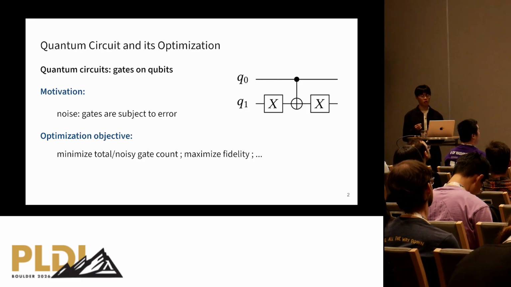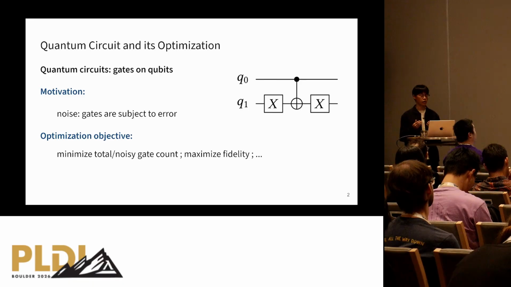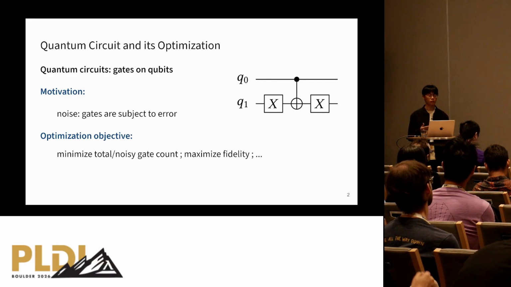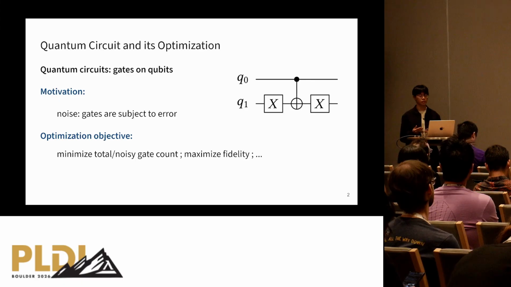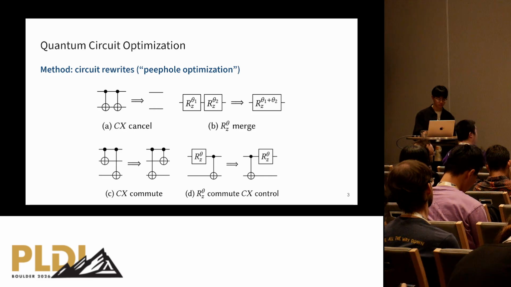So the optimization objective for us is to minimize the number of noisy gates over the whole circuit while preserving the functional equivalence between the original quantum circuit and the optimized one. Therefore, we can maximize the correctness rate of each quantum circuit of the quantum algorithm. That namely improves the quantum circuit fidelity.